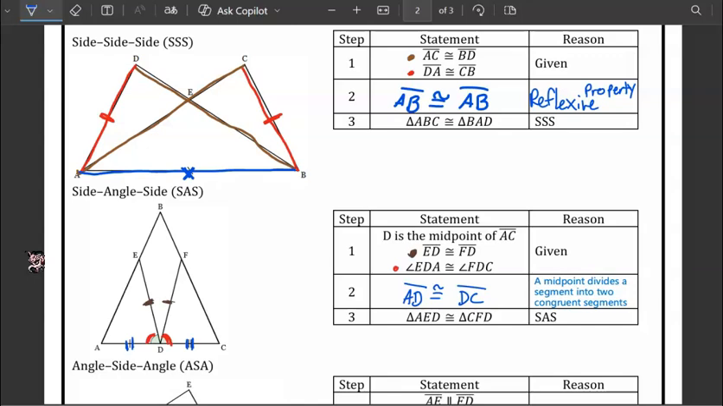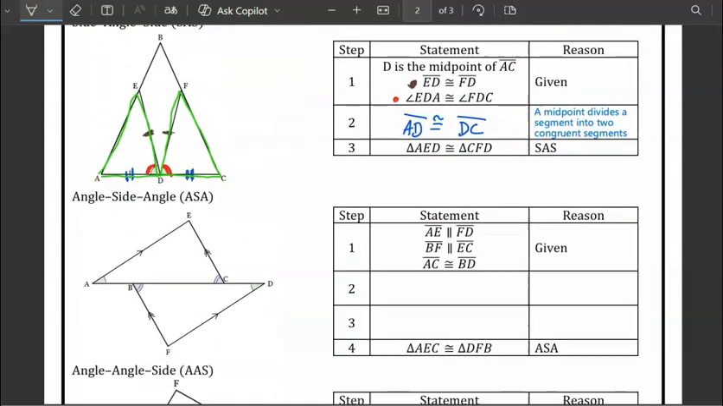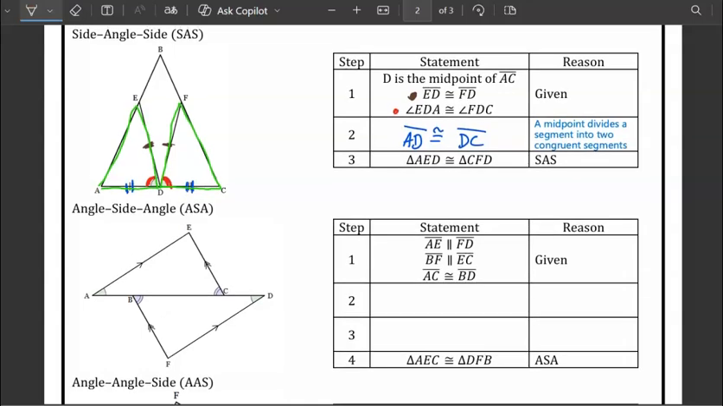From there, we could conclude that triangle AED is congruent to triangle CFD using side, angle, side. We have a side, we have an angle, and then we have another side for each of those two triangles. The triangles we were proving they're congruent are these right here. Let's look at the next one.